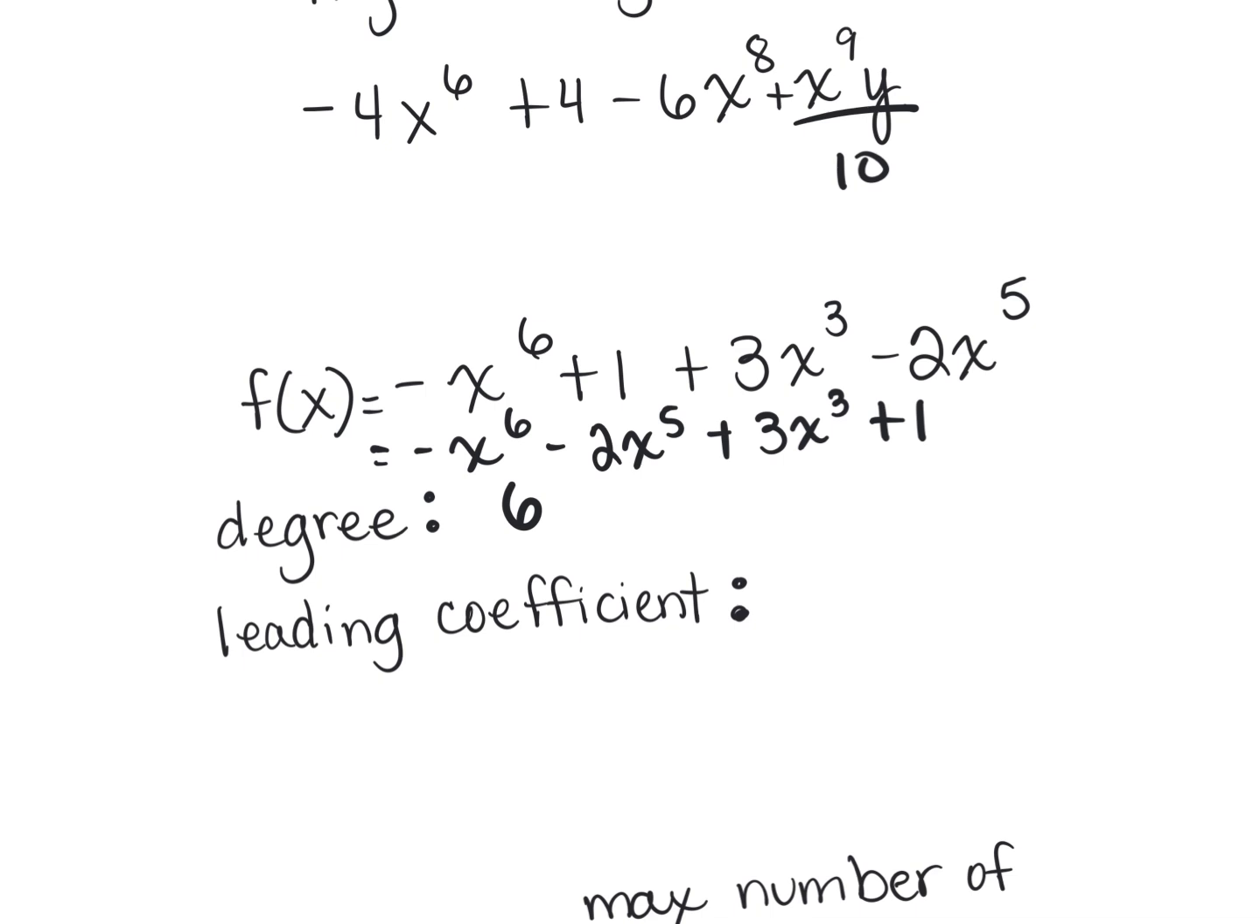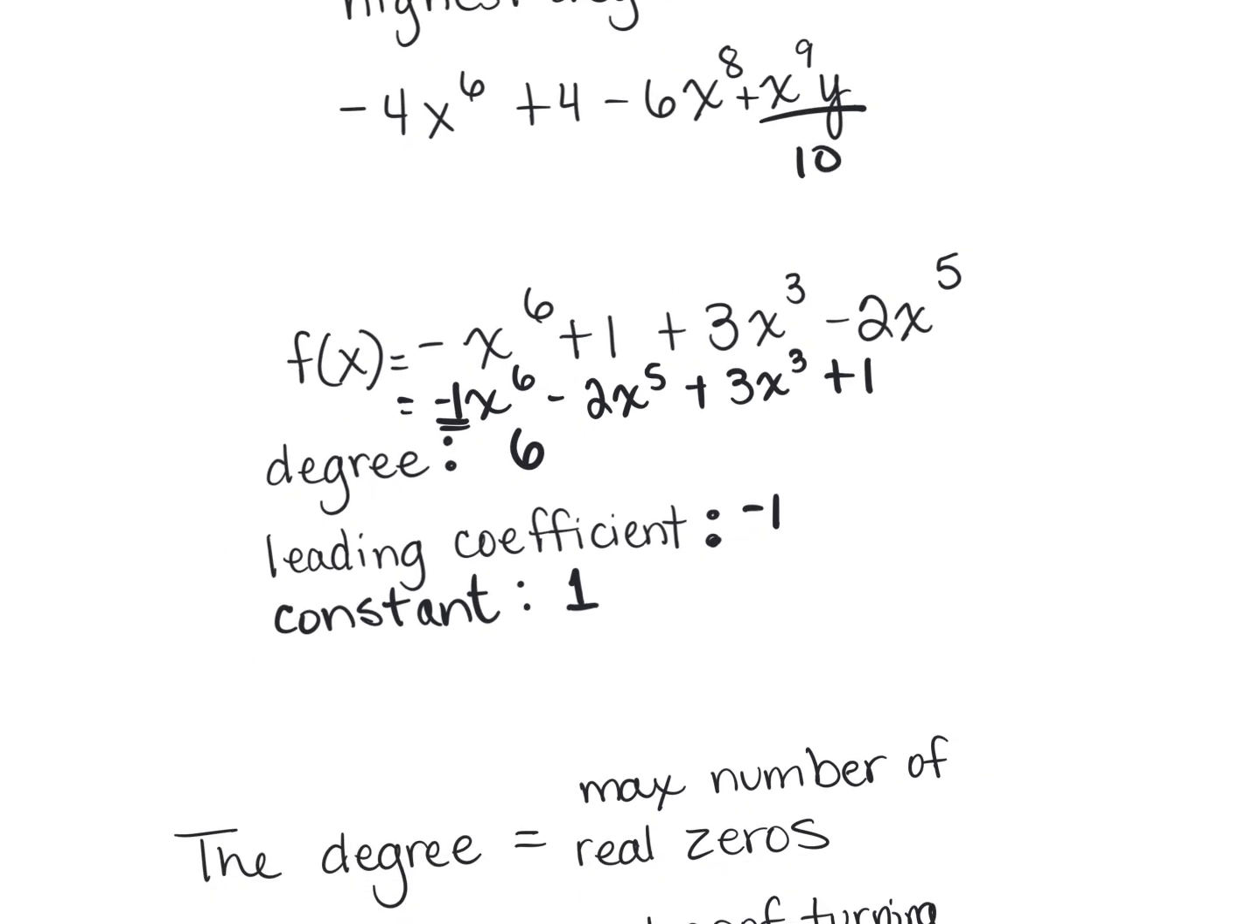Now, the leading coefficient, once they're in descending order, would be this very front number. So that's going to be a negative 1. I think there's also a question maybe that asks you about what is the constant. So this will be the term that has no variable with it. So my constant would be the number 1 at the end.